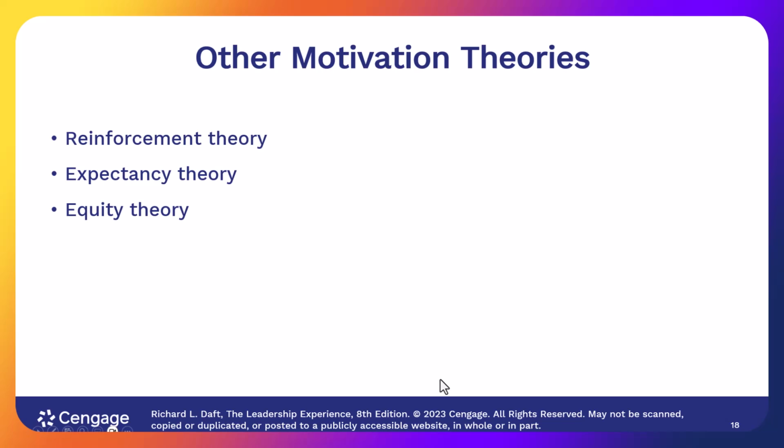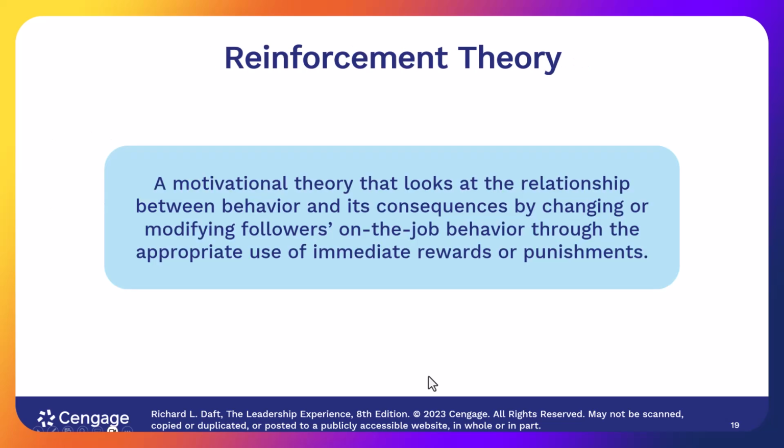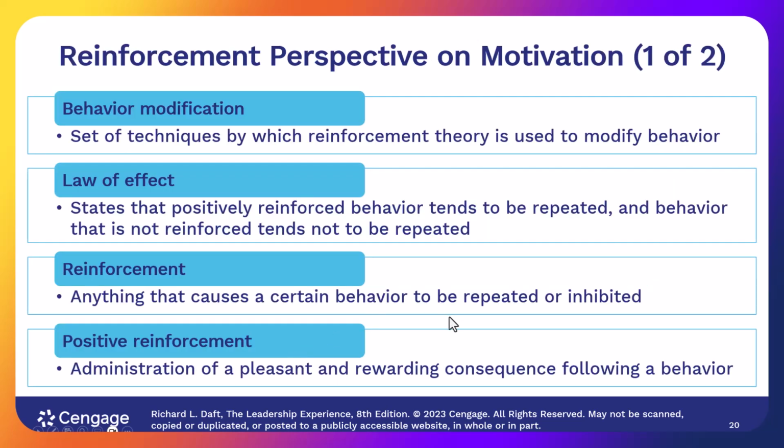Other motivational theories: reinforcement theory, expectancy theory, equity theory. Reinforcement theory: a motivational theory that looks at the relationship between behavior and its consequences by changing or modifying followers' on-the-job behavior through appropriate use of immediate rewards or punishment. So when you think in terms of the reinforcement theory, this is where somebody does something and you want to reinforce that. Now there's two things. You can do it through positive reinforcement or negative reinforcement.